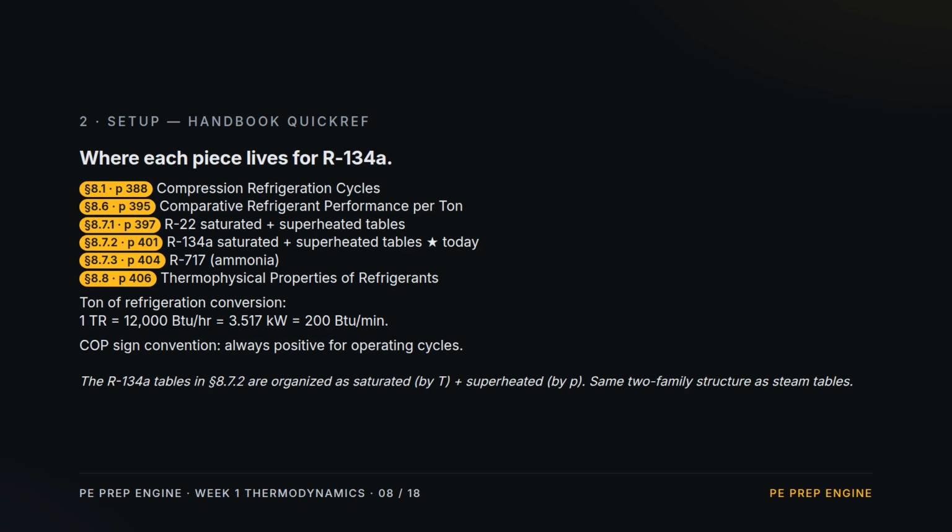Handbook quick reference: the pills have the exact sections. You'll want the cycle overview, the performance per ton table, and the property tables for R22, R134A, and ammonia. Today's problem uses the R134A table. The ton conversion again: 1 ton is 12,000 BTU per hour. COPs are always reported positive.